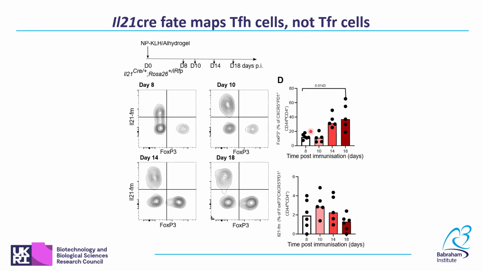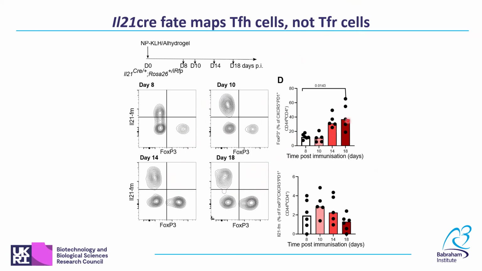There is data in the literature to suggest that when you do a prime boost model of germinal centers and look at TFH cells, they will acquire FOXP3 expression. So this was something we wanted to check within our fate mapping cells, although this is a primary immunization, so it does differ. But what we were really pleased to see was there was no co-localization of FOXP3 with IL-21 throughout the entire course of the germinal center response up to day 18, and we have looked further.